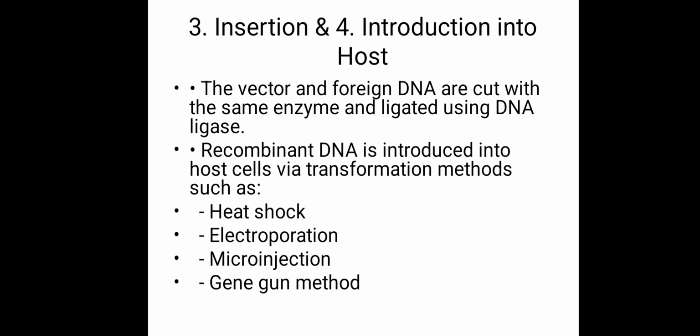Insertion and introduction into the host. Insertion into the vector: the DNA fragment is inserted into a suitable vector, that is a plasmid, and ligated using DNA ligase. And the recombinant DNA is introduced into host cells by a transformation method such as heat shock, that is the calcium method, electroporation, microinjection and the gene gun method.